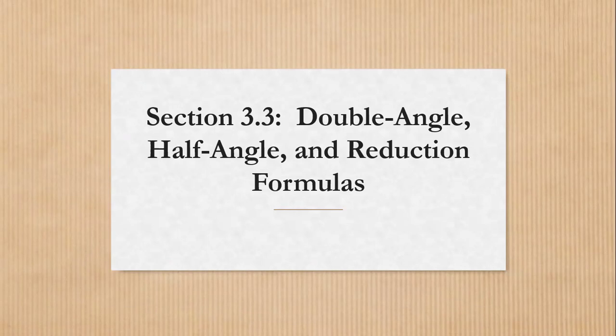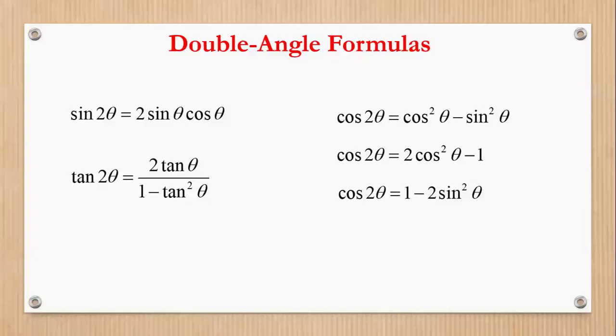In section 3.3, we want to talk about some other identities or formulas about the double angles, half angles, and the reduction formulas. In previous sections of chapter 3, 3.1 and 3.2, we learned about some fundamental identities in trigonometry. We also learned about the sum and difference identities, and in this section, we want to learn about some other identities like double angle formulas.